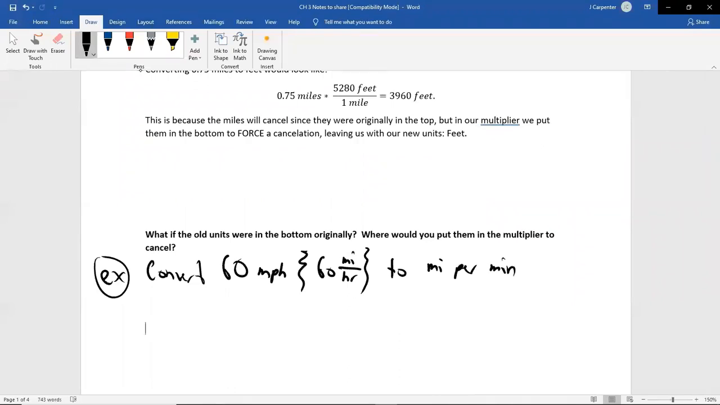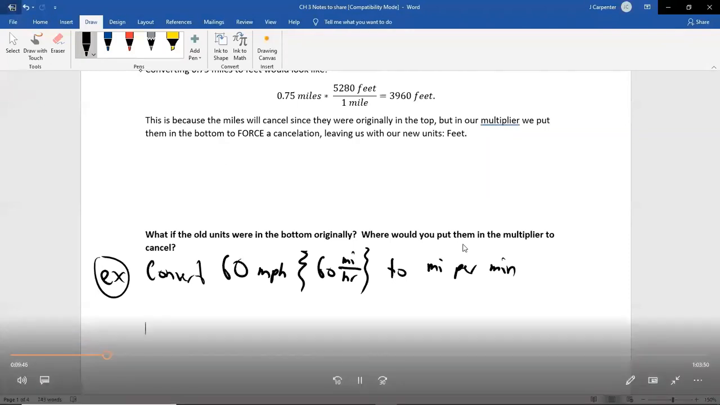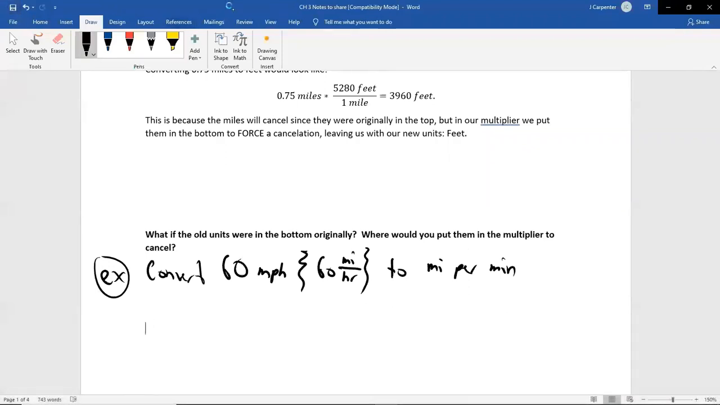Remember, the abbreviation for miles is MI. And I know it seems goofy, I guess, that MPH is miles per hour. But traditionally, M stands for meters. Again, traditionally, M stands for meters, not miles, unless you are using the abbreviation MPH.